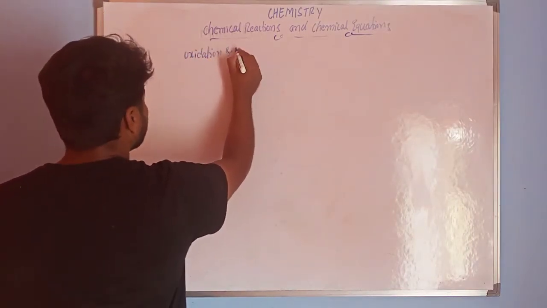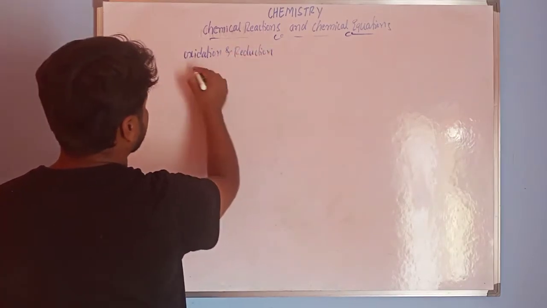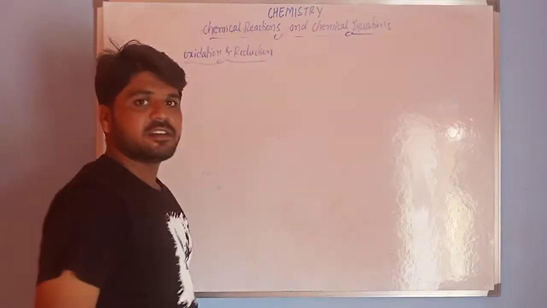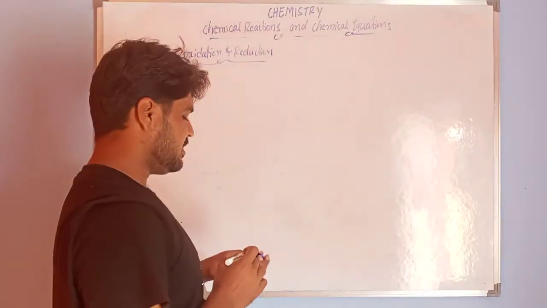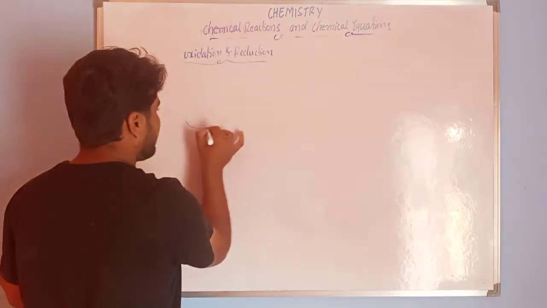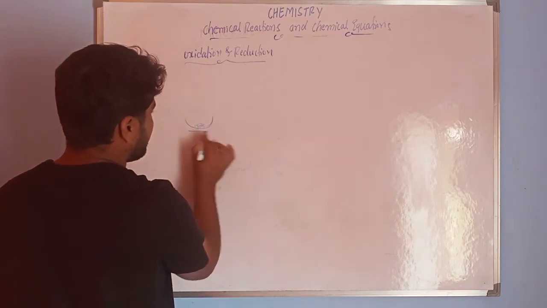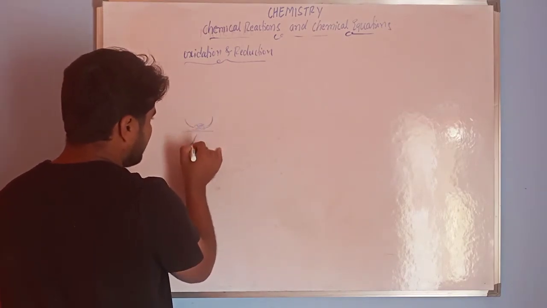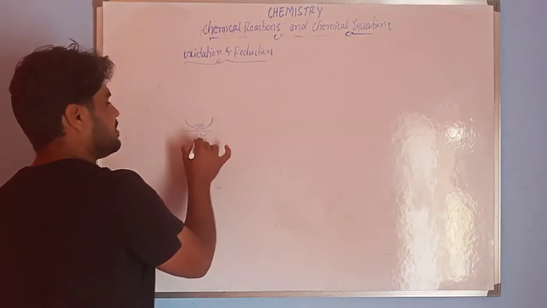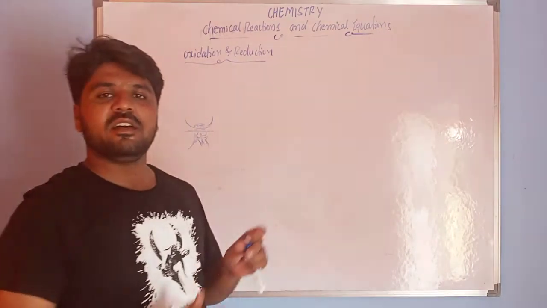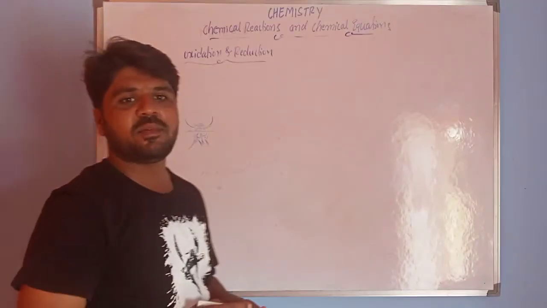Oxidation and reduction reaction. For this we have to conduct an experiment. We take copper in a beaker and heat it, burn this copper. When you burn this copper, it changes and we obtain a black colored powder.